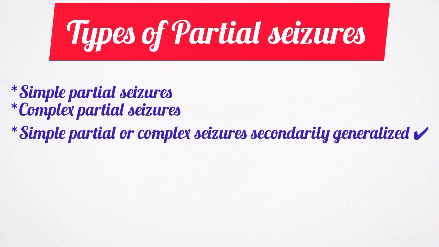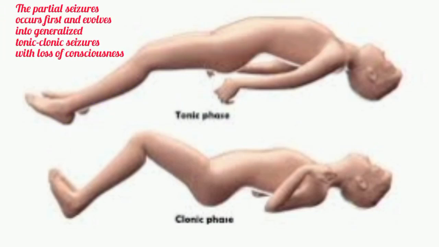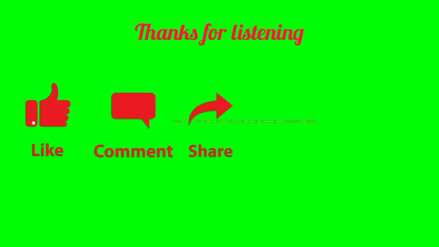The third one is called simple partial or complex partial seizures, secondarily generalized. In this type, the partial seizure occurs first and evolves into generalized tonic-clonic seizures with loss of consciousness.